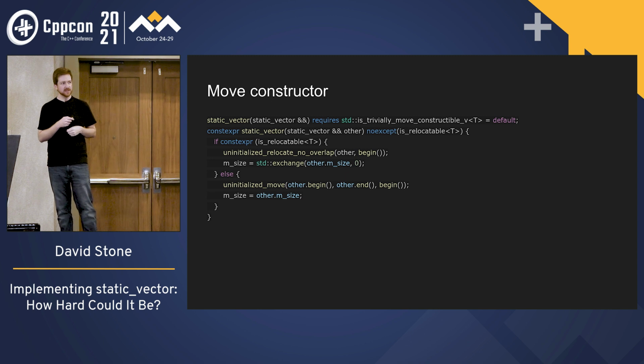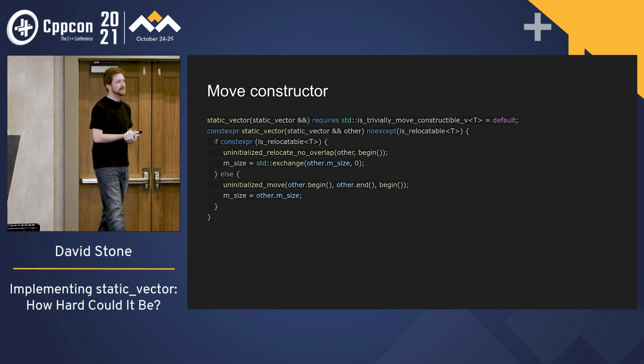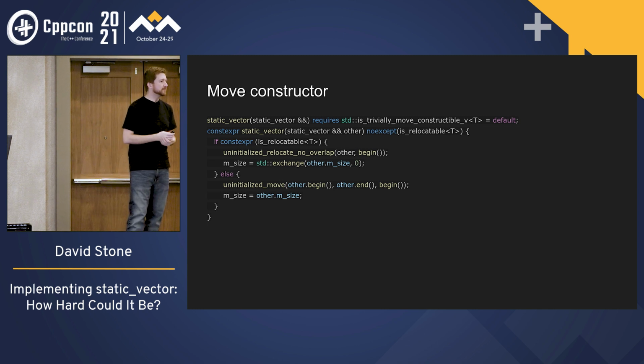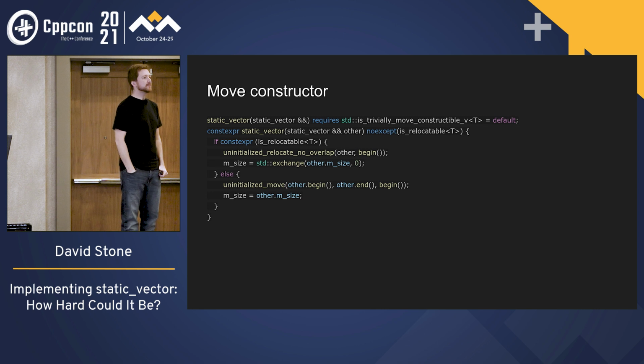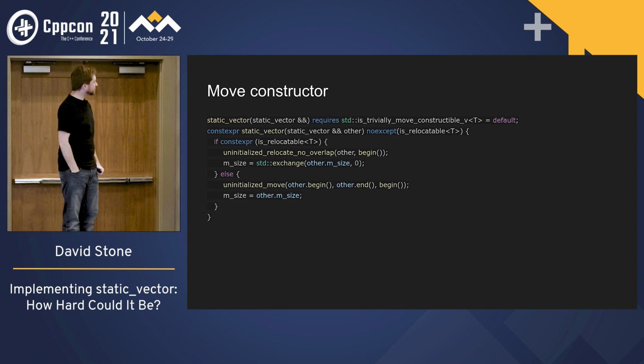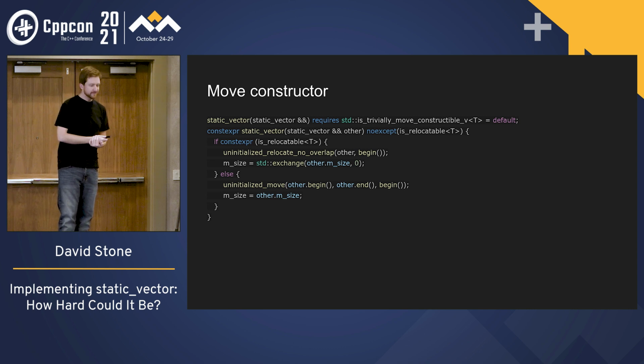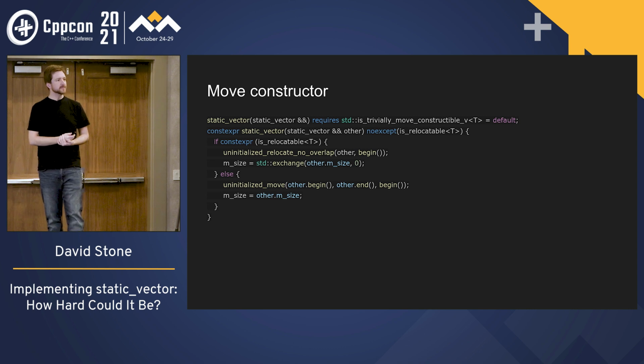Okay, any other questions? Yes? So, are we still assuming that these are going to be trivial? Because if it's relocatable, it's going to be noexcept, but if it's not, you're going to come down here and do your uninitialized move. Are you expecting that an exception could be thrown in there? And what will happen to your data in that case?